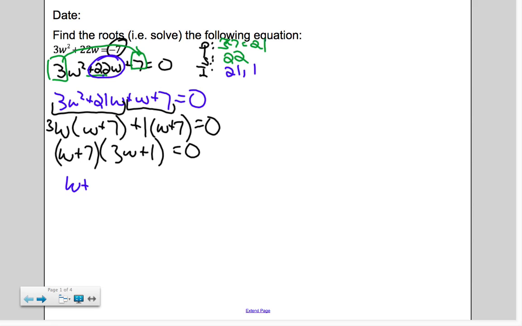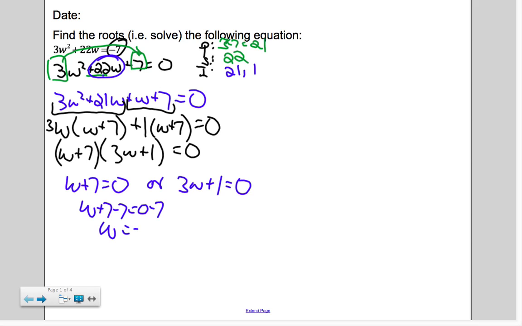So we have w plus 7 is equal to 0, or 3w plus 1 is equal to 0. So w plus 7 minus 7 is equal to 0 minus 7, so w is equal to minus 7. And here we have 3w is equal to minus 1, so w is equal to minus 1/3.